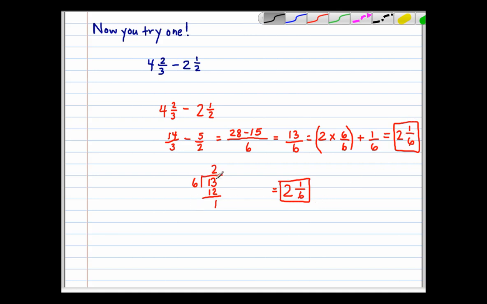Again, you can do the division. 13 divided by 6, and you get 2 times 6, which is 12. 13 minus 12 is 1. The answer is 2 and 1/6. Either way, you'll get the answer. I hope that you enjoyed this session on subtracting fractions, decimals, and mixed numbers.